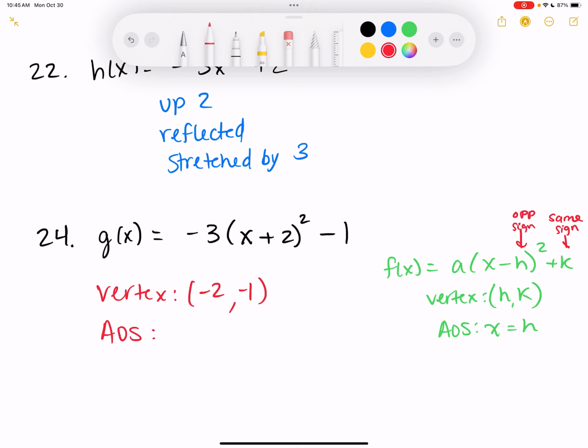So then my axis of symmetry is where? I'll let you take this one, Virginia. Negative 2. X equals -2. Whatever the x value of your vertex is, that's your axis of symmetry.